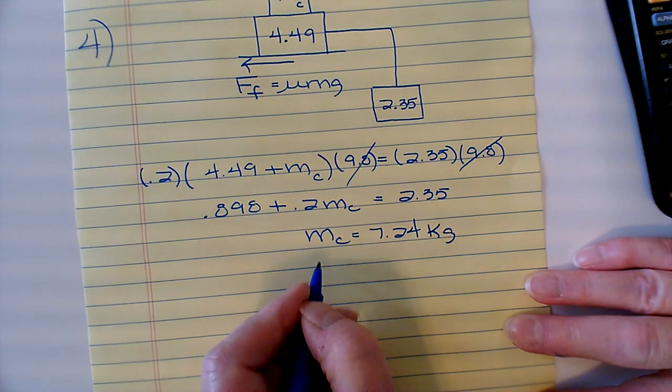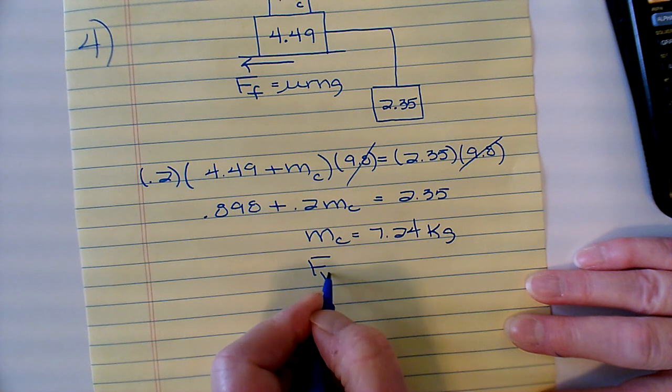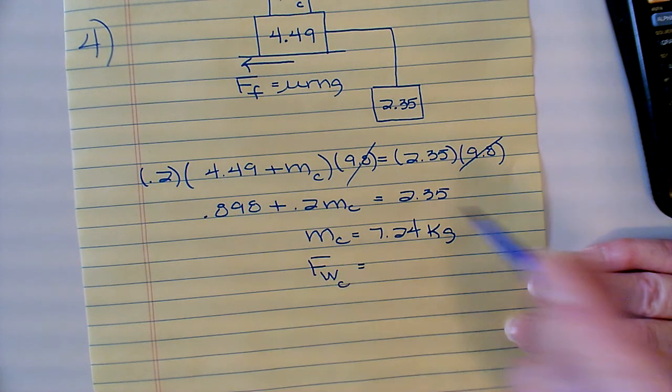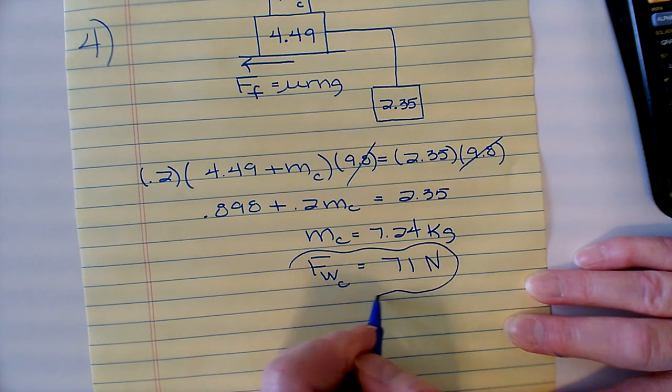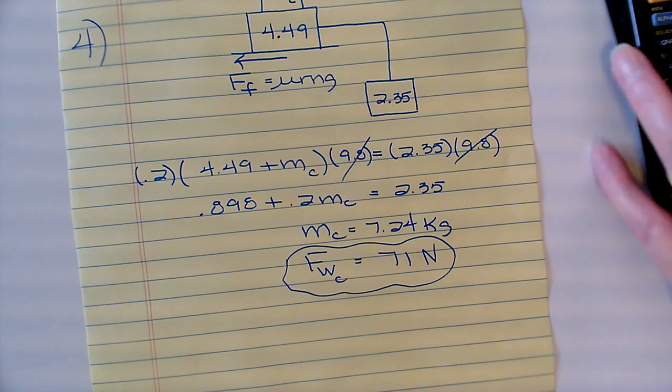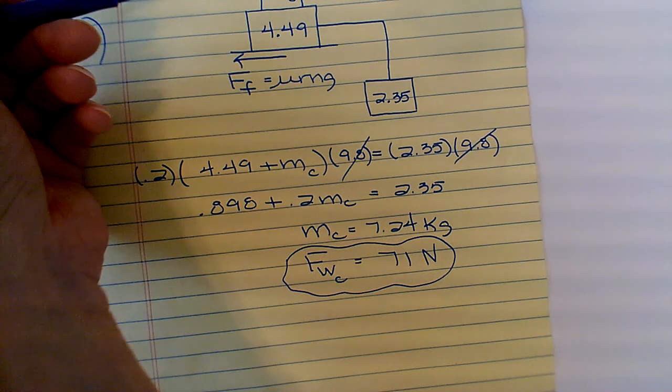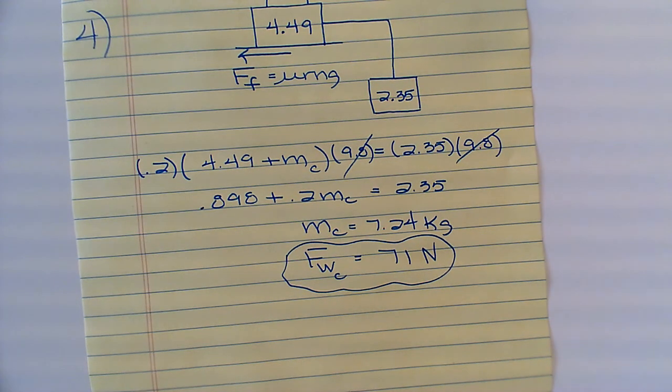And if you wanted to know the weight, the FW of block C, we would just multiply that by 9.8 and find out that is 71 newtons. So if block C was 71 newtons and I stacked that on top of the other block, then I know that that's the minimum weight that would hold that system in place.